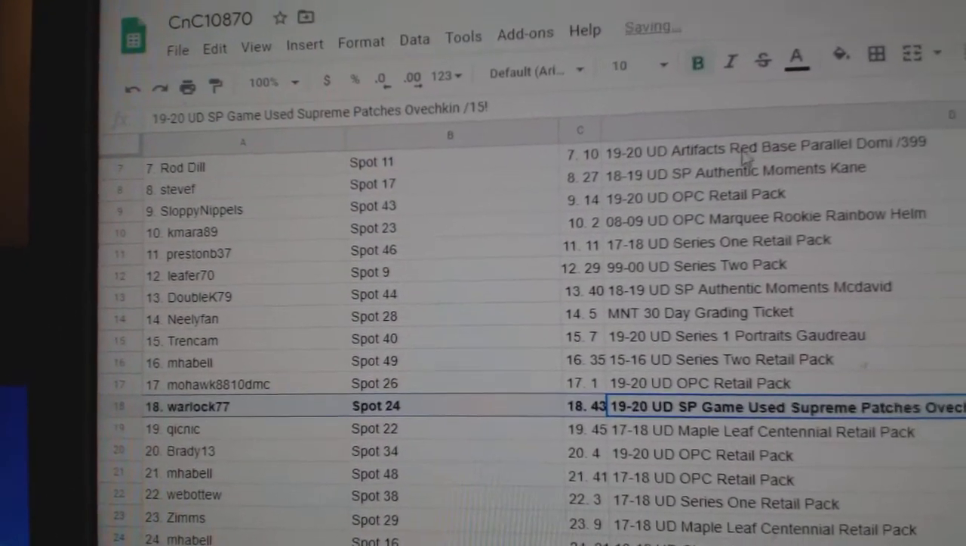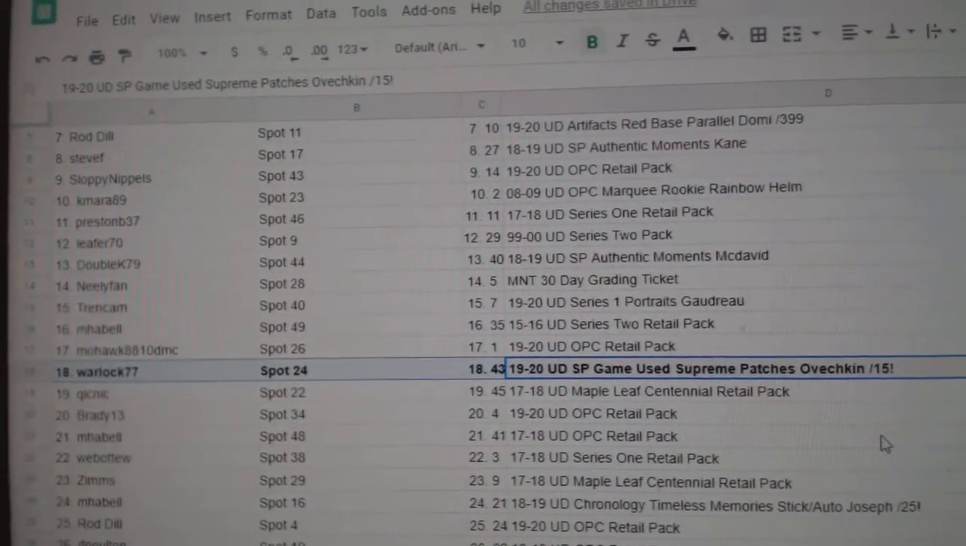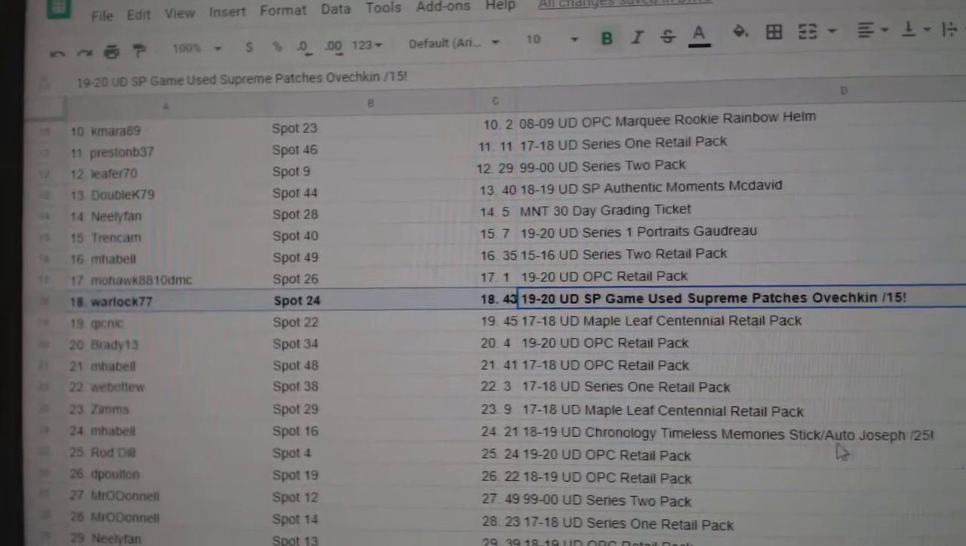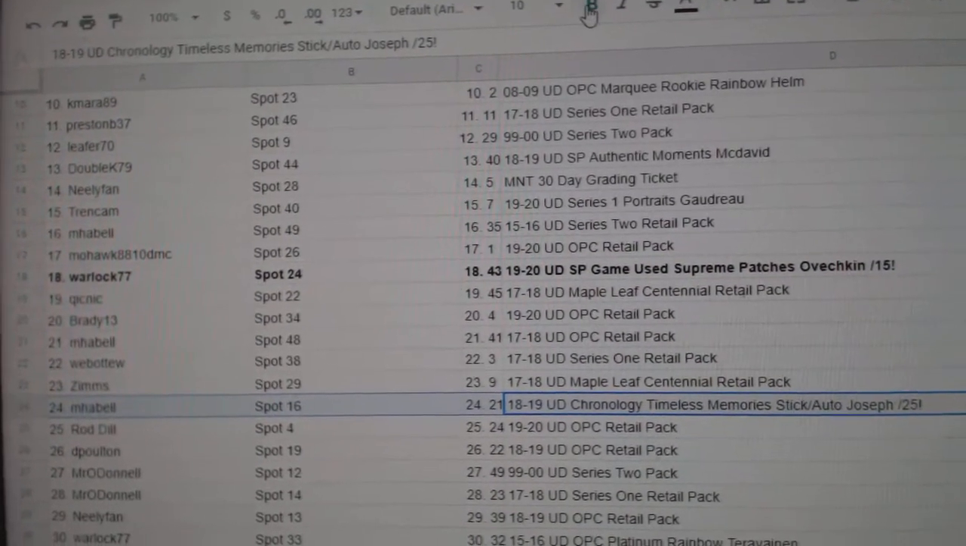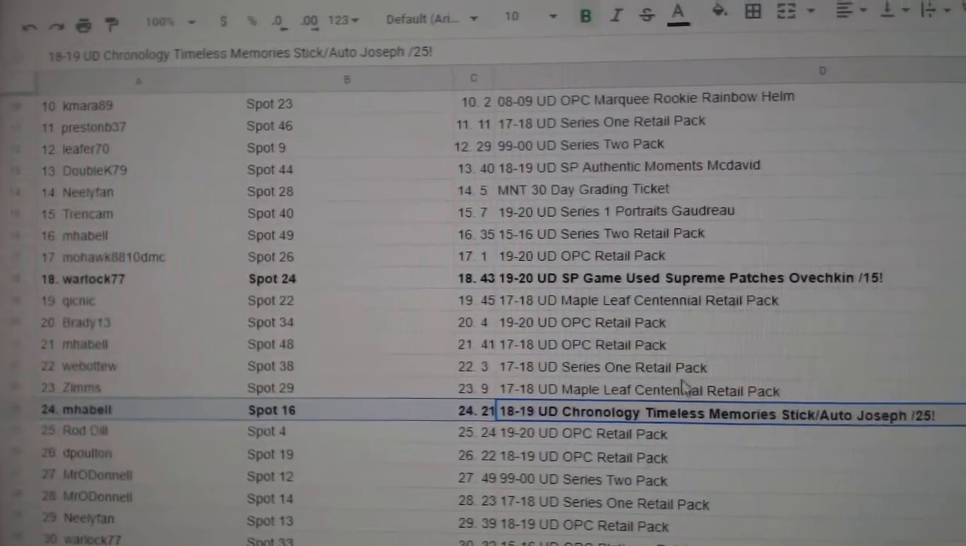Supreme Patch. Hey, it's your night now. Goes to Warlock of Ovechkin. The Curtis Joseph stick auto goes to M. Habel.